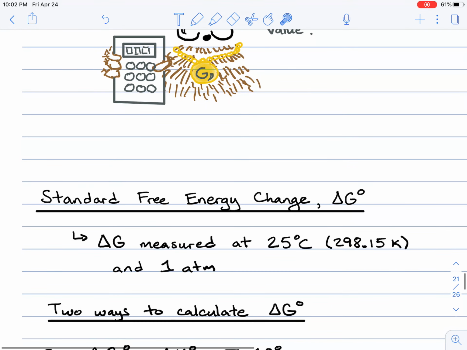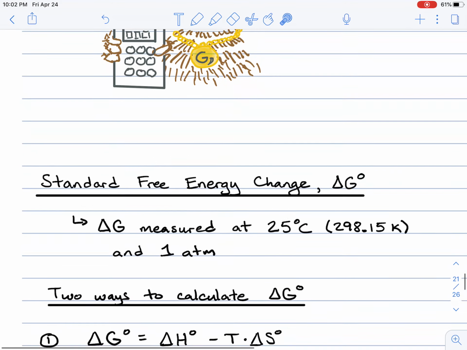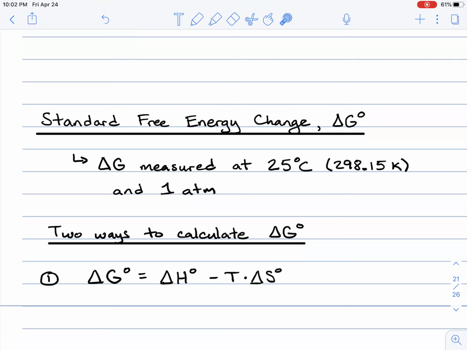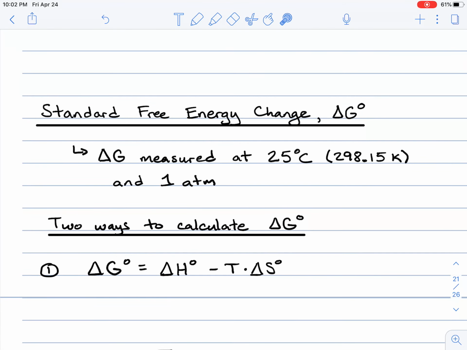Now there are two ways to calculate the standard free energy change. First, we can use this equation that we saw when we were talking about Gibbs free energy in the last lecture video. The only difference between this equation and the other equations you saw in the previous lecture video is the presence of this knot. These circles, if you will, found on the top right corner of each thermodynamic quantity represent that it was measured under standard conditions. And once again, standard conditions are 25 degrees Celsius and 1 atmospheric pressure.